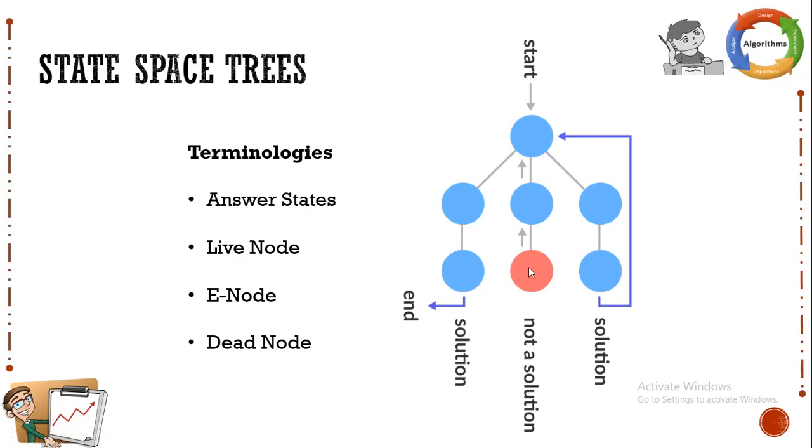So I hope that you have understood the basic terminologies of the state space tree. You have understood how the state space tree is generated and the basic terminologies like answer state, live node, E node, dead node. Don't worry, you'll understand them in detail when we'll be solving the problems based on backtracking.